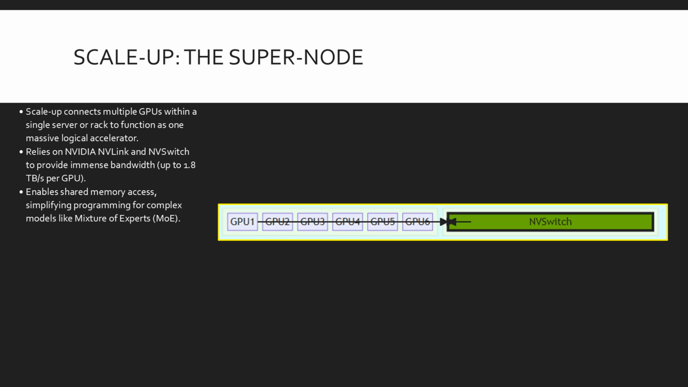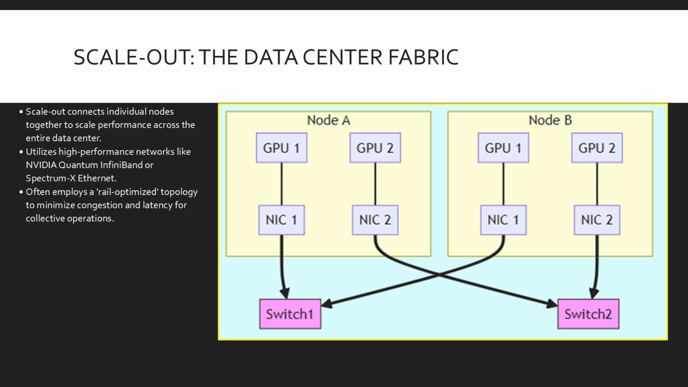Here we see the scale-up architecture. Multiple GPUs, GPU 1 through GPU 6 here, connect directly to a central NVSwitch. This creates a high-bandwidth NVLink domain. Unlike a standard network, this allows every GPU to access the memory of every other GPU instantly, creating a unified compute resource. So you have your supernodes, now you need to connect them.